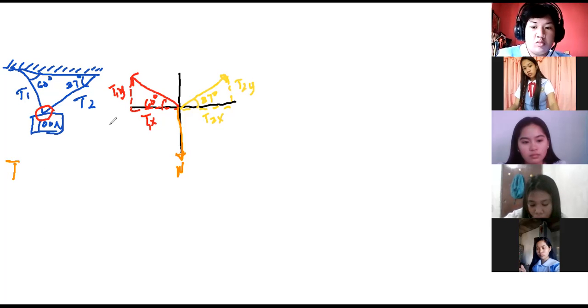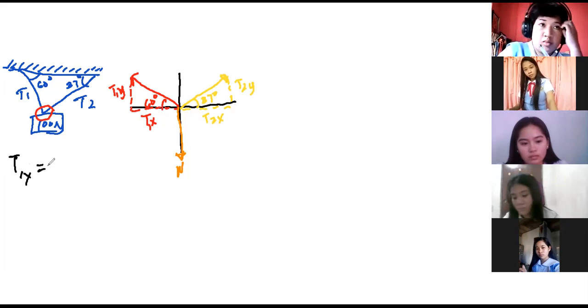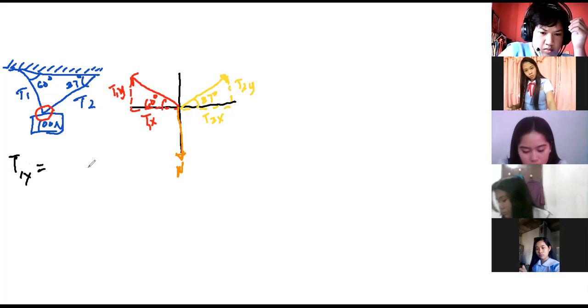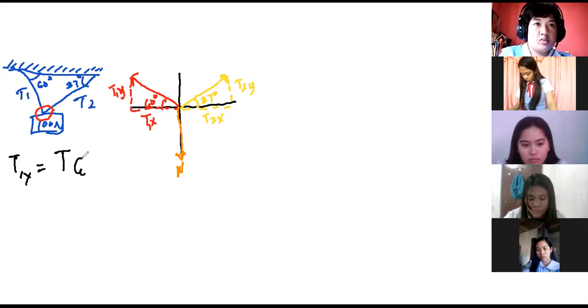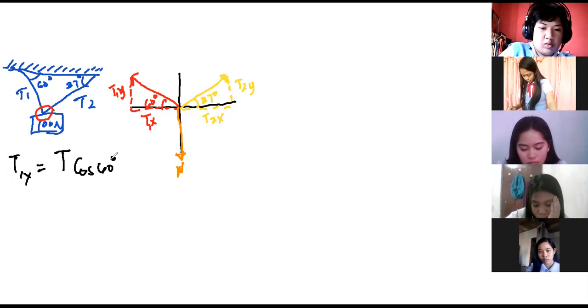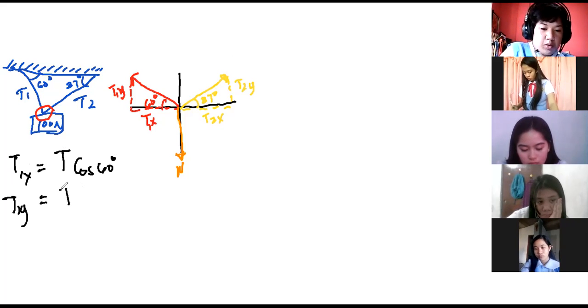We have tension 1x. As you can see, your tension 1x is adjacent to your angle. Definitely you will have the equation tension cosine 60. There's no need for me to discuss that because it was already discussed in grade 9 about vector quantity. And we have tension 1y will be equal to tension sine 60 degrees.